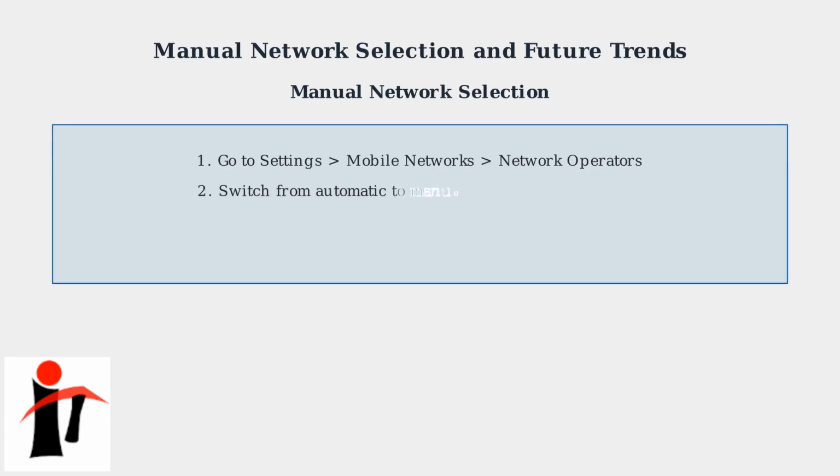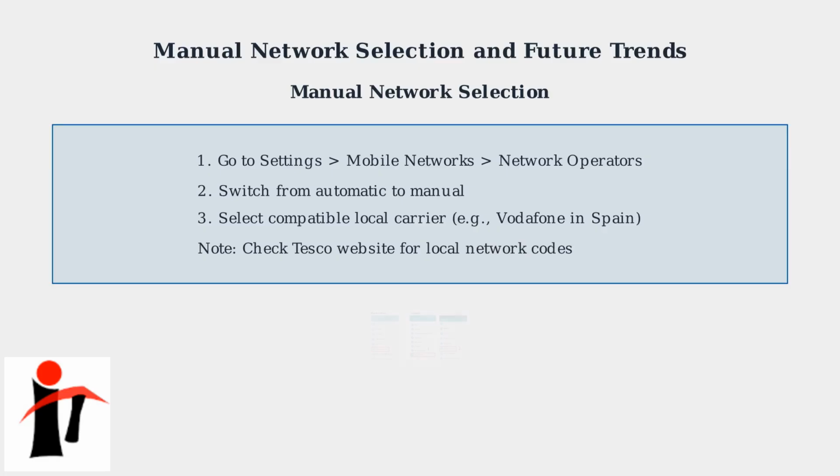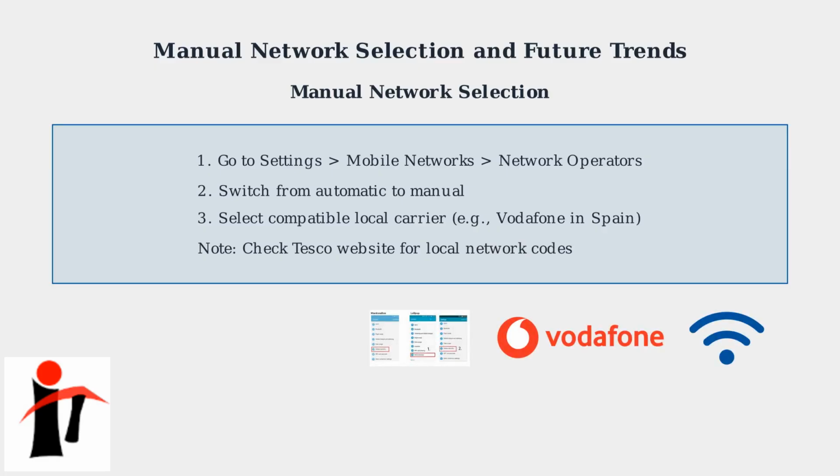If the roaming toggle and APN are correct and you're still having issues, try manual network selection. Go to Settings, Mobile Networks, Network Operators, and switch from automatic to manual. Select a compatible local carrier, for example, Vodafone in Spain. This can bypass roaming glitches, but you'll need to know local network codes. Tesco provides a list on their website.